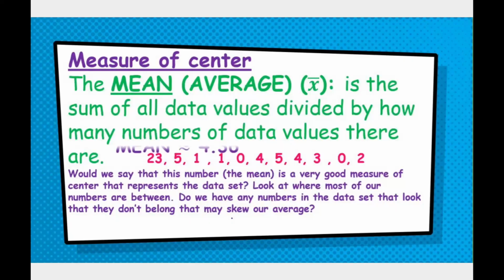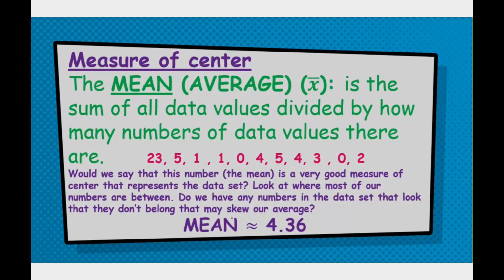And I would look at this mean and say that's not probably a very good representation, because when we look at that number 23, that doesn't seem like it fits with that group. Most of those numbers are between 0 and 5, and you have this number 23 that's just out there. So what that's going to do when I put that in my average is bring my average up, right?